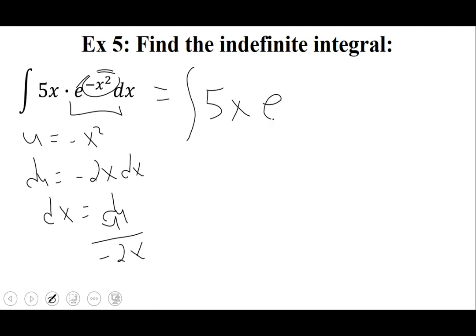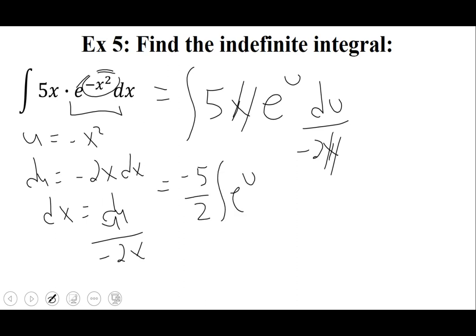As I go to rewrite here, I'm going to leave the original 5x. E to the negative x squared now becomes e to the u, and I'm going to replace dx with du over negative 2x. Notice here we are super lucky that the x's actually cancel out. Remember, if the variables don't cancel out, you have to do that long process of substituting in again. I don't think we gave you any of those in this section, so you're welcome. Because I have a 5 on top and a negative 2 on the bottom, I'm going to pull that constant out, negative 5/2. And that's simply going to leave me with the integration of e to the u du.